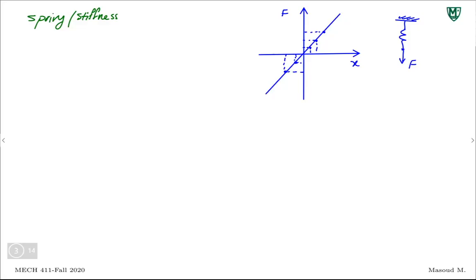Now, this line, right, is the relationship between F and X. F is equal to Kx. So the slope of this line is K, the stiffness of the spring. This is what you do in the first part of your next project that I'm going to post today. I gave you a spring.